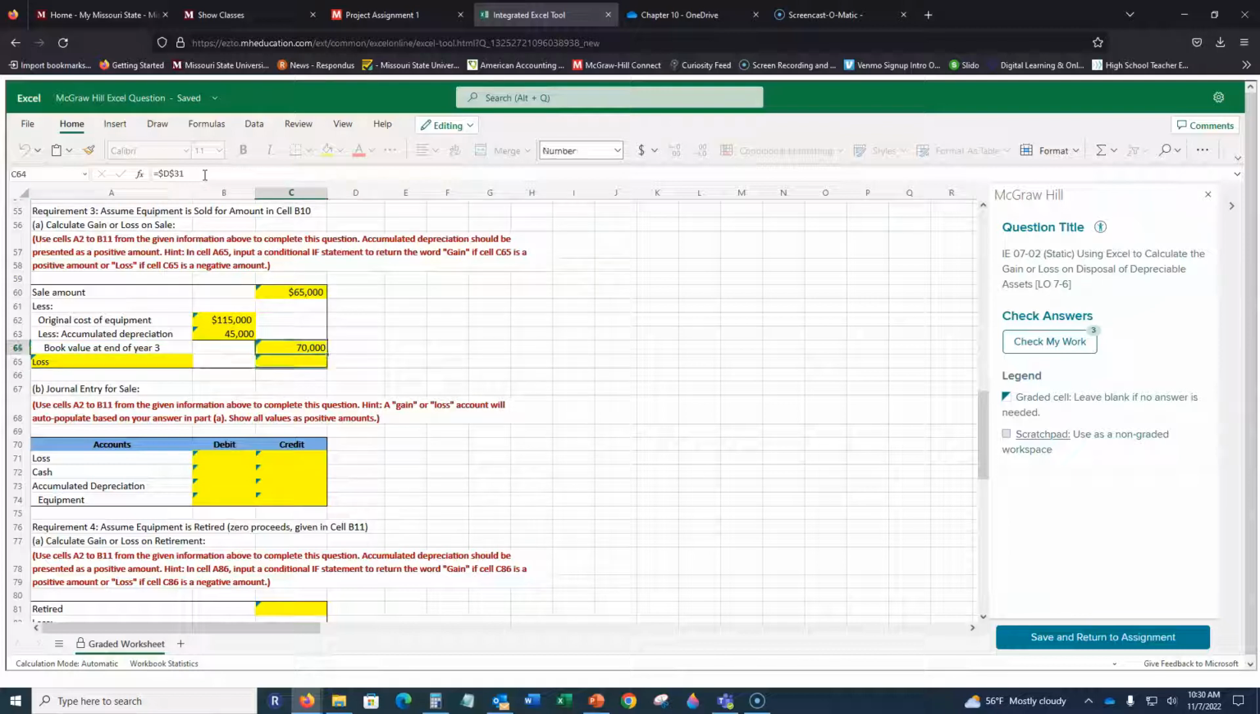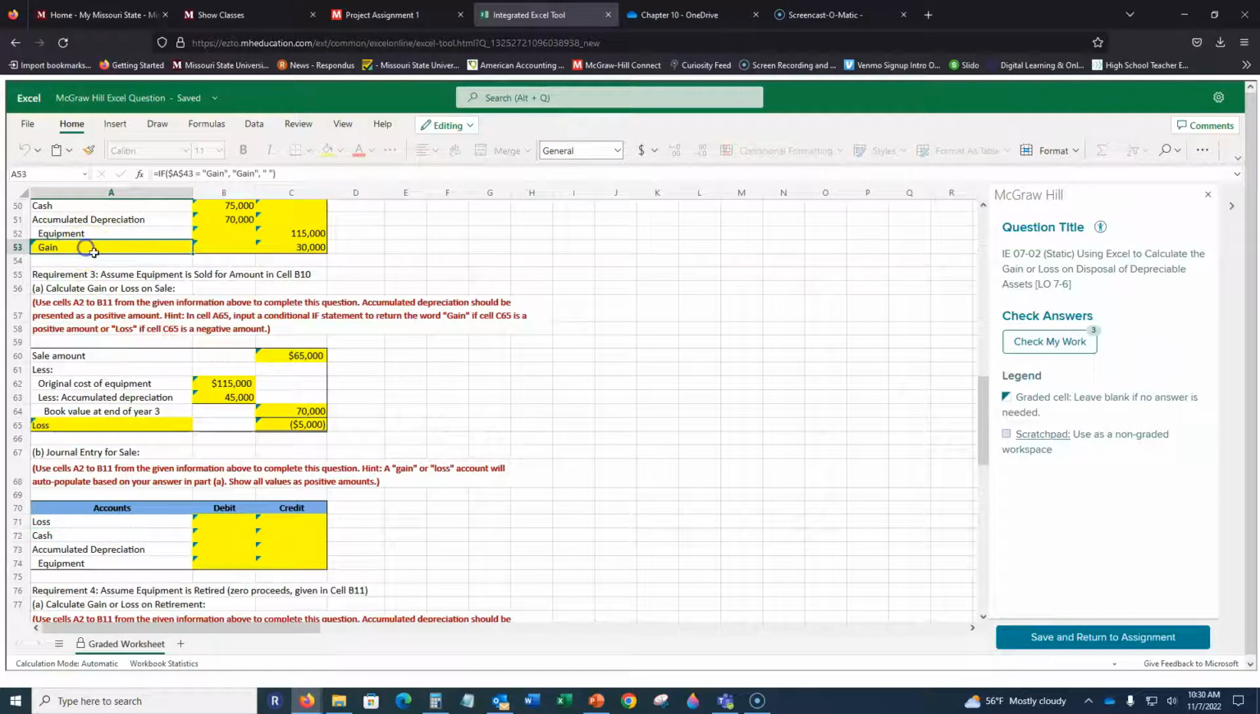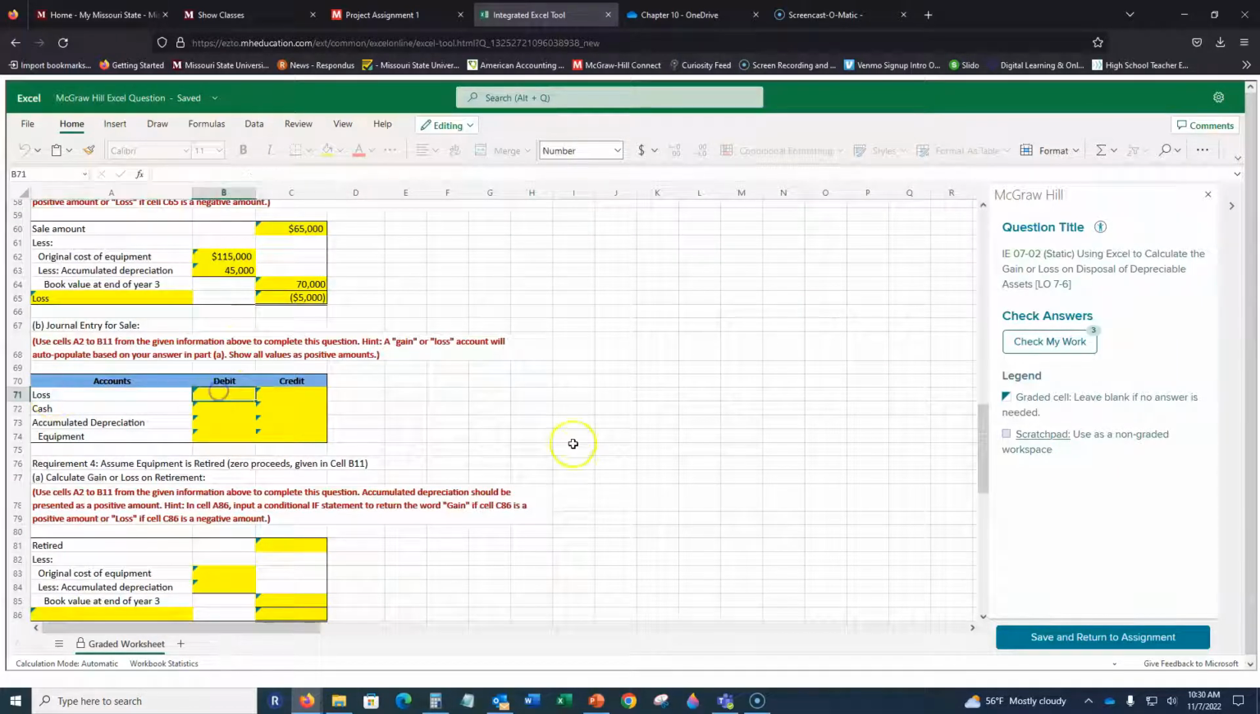Well, how do we find our gain or loss? Well, it's our proceeds less our book value, right? So we know our proceeds are this, less our book value, which is this, and we see we now have a $5,000 loss, okay? This one actually auto-populated correctly, the way that it should have. You can see we got the same kind of formula as we put into cell A53 there.